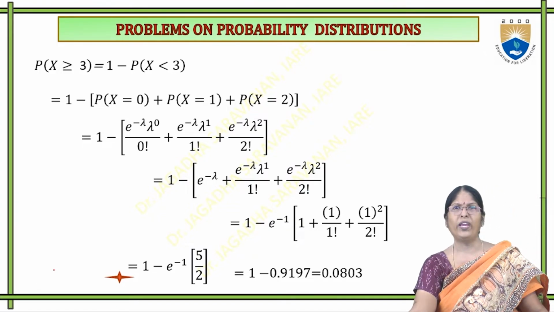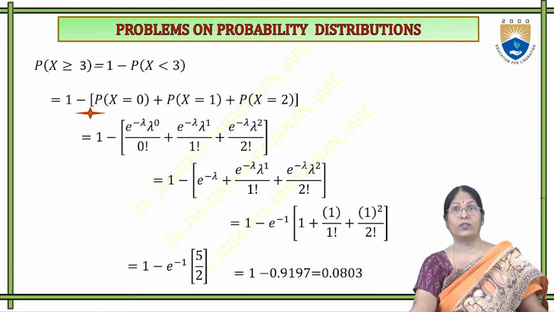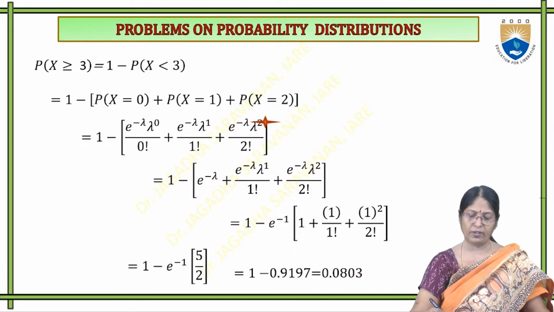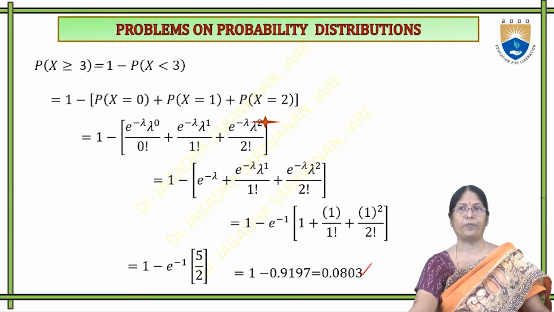So now we can focus: this is the probability that a box has 3 or more faulty condensers. That is the reason for x equal to 0, x equal to 1, x equal to 2, and in the formula we replaced x accordingly. Finally, we obtained the result 0.0803.